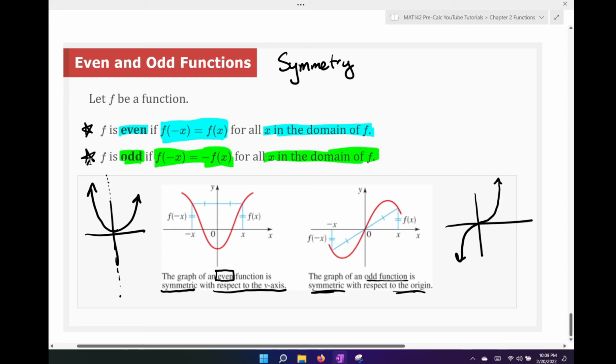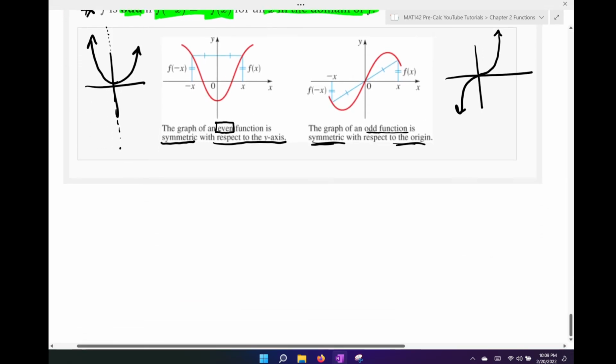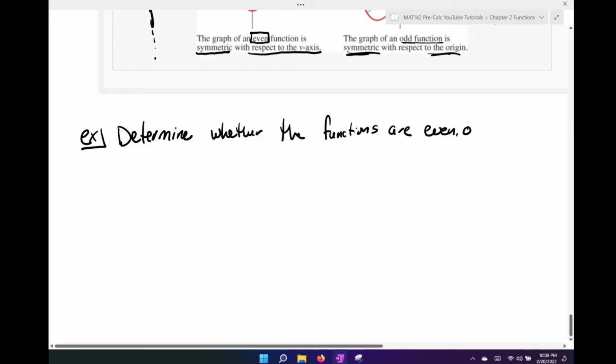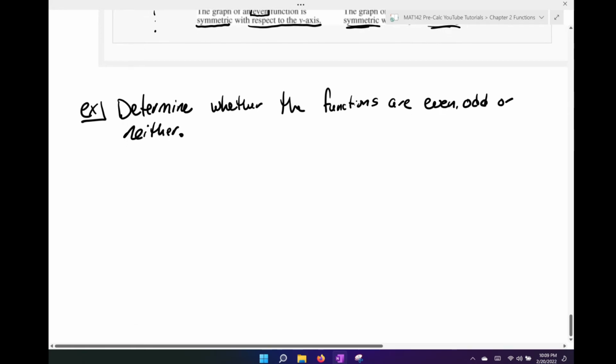And then with functions. Because like I said, when I was looking at these definitions as a student, I was like, this doesn't make any sense. But it actually is very simple. So here's our example here. So we want to determine whether the function is even, odd, or neither. You can have that case where no symmetry exists. Okay, so here's our first example.